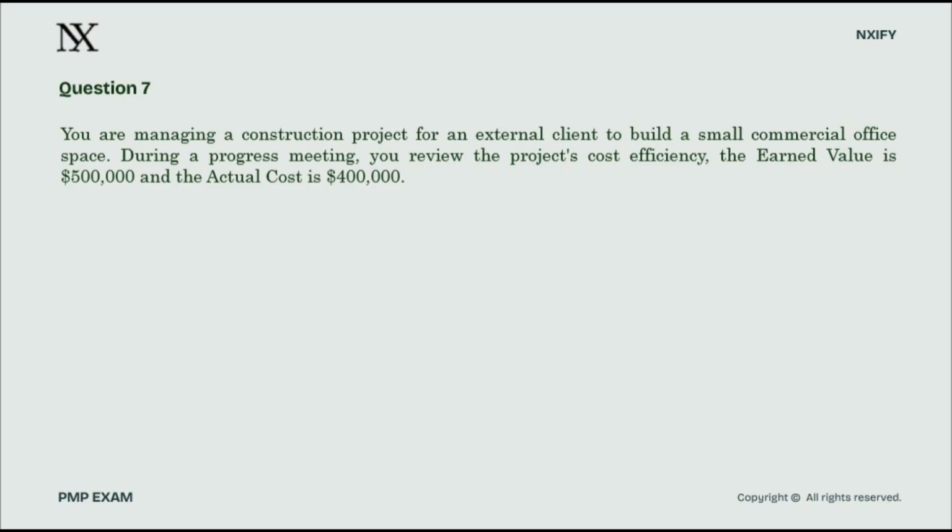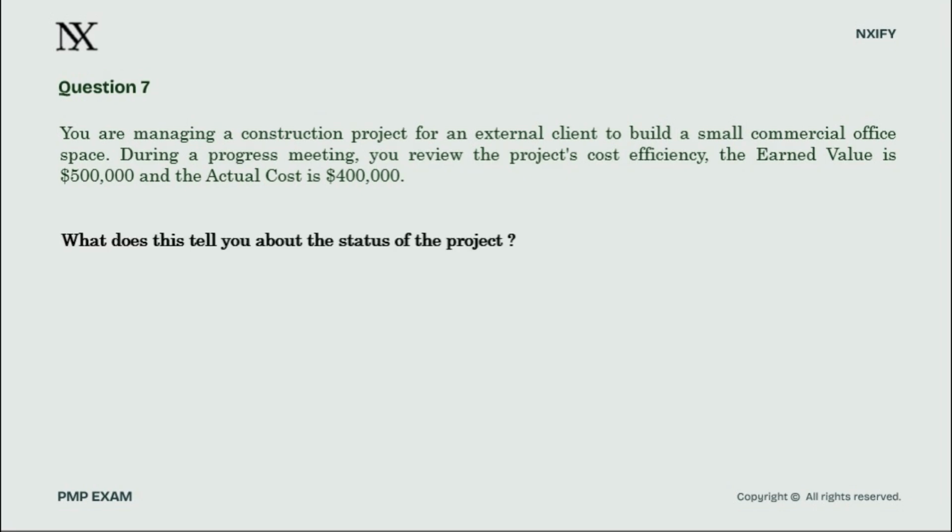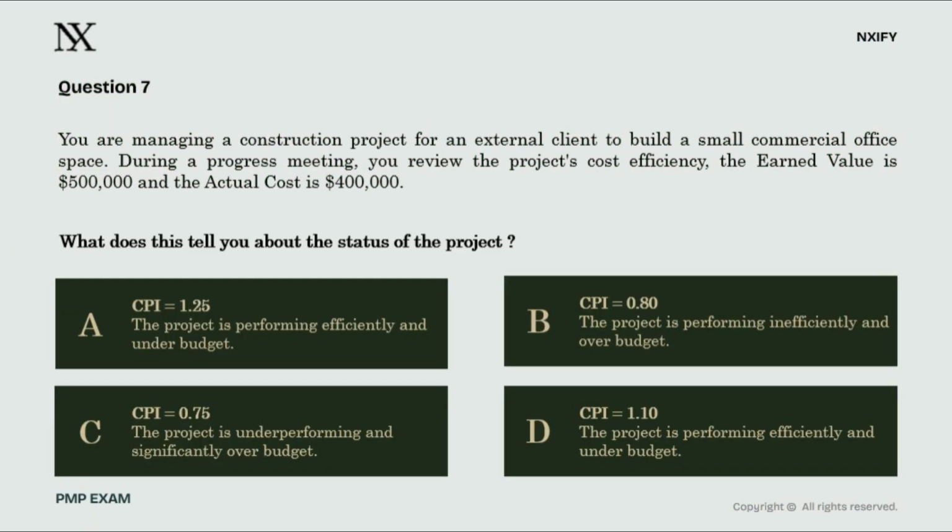Earned value, $500,000. Actual cost, $400,000. Hold both of those numbers in your mind because now your sponsor is waiting for an answer. They're not asking to see the spreadsheet. They're asking one question. Is this project healthy? Are we getting what we're paying for? Or are we paying for more than we're getting? That's the question. 4 interpretations are in front of you, and only one of them is both mathematically correct and logically sound. Let's find it.